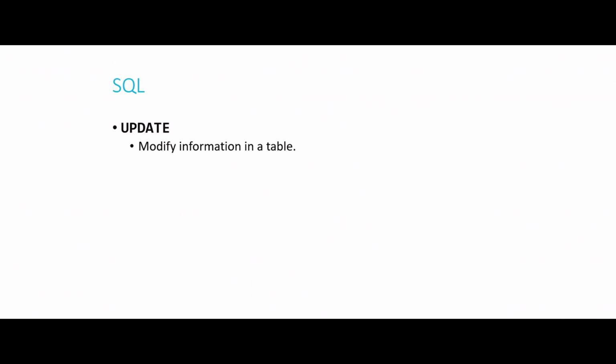All right, so that was a bit more complicated. You probably won't do too many joins. Fortunately, the last two operations are a little bit easier. So update is the third of the four major operations. This is what we use to modify information in a table or change it or update information.